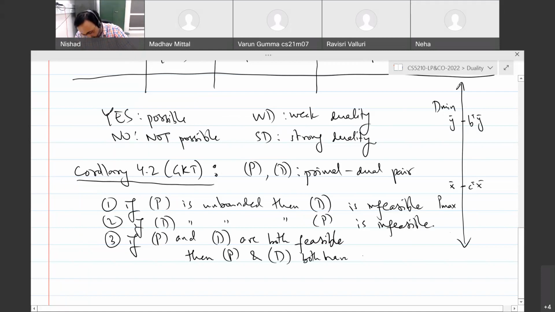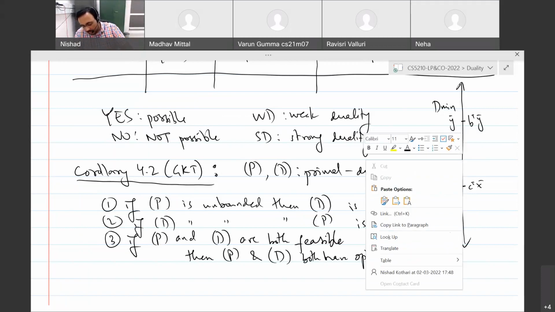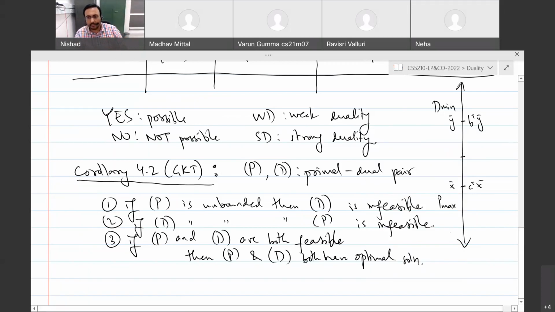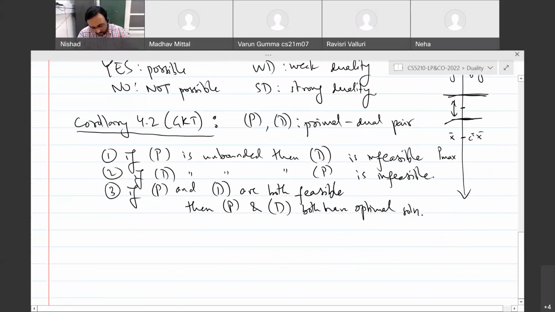The reason I am emphasizing this point is I want you to realize that by weak duality, you cannot conclude that the maximum value of the primal will be equal to the minimum value achieved by the dual. It is possible by weak duality in theory that the primal's best value is somewhere here and the dual's best value is somewhere here and there is a gap here. Strong duality says that this gap does not exist. This gap is zero. Okay? So I'm going to make a clear point about that here.